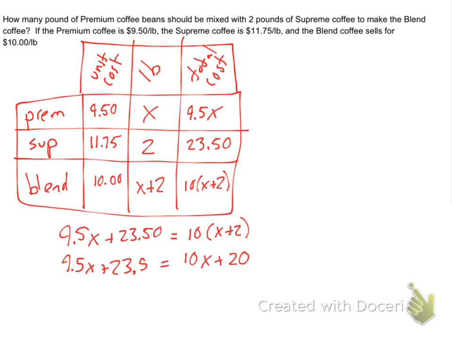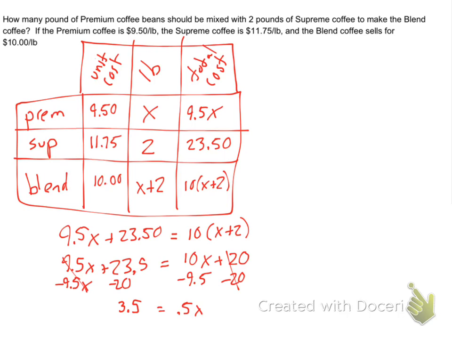Now, which one's actually smaller, guys? Which one do I want to get rid of? The 9.5x. So I subtract 9.5x from both sides. And since I'm bringing the x's to the right, I want to get the 20 to the left, so I will subtract 20 from both sides. So 0.5x equals 3.5.